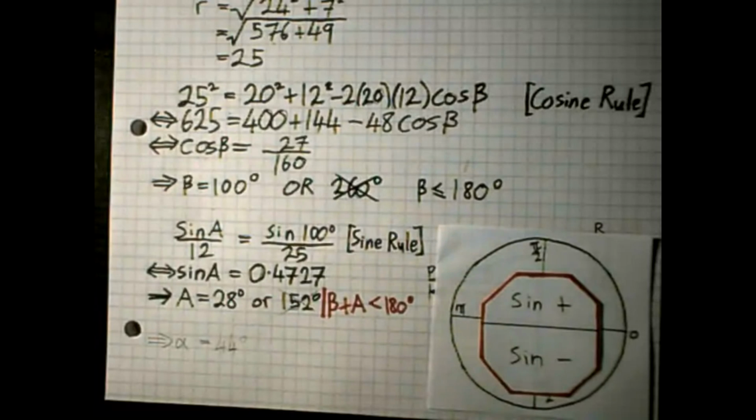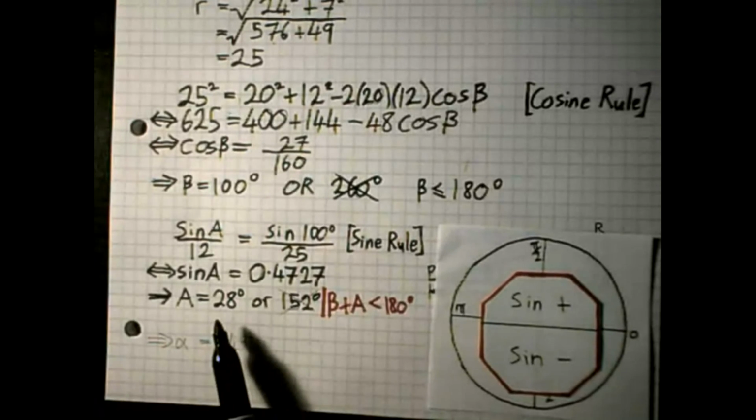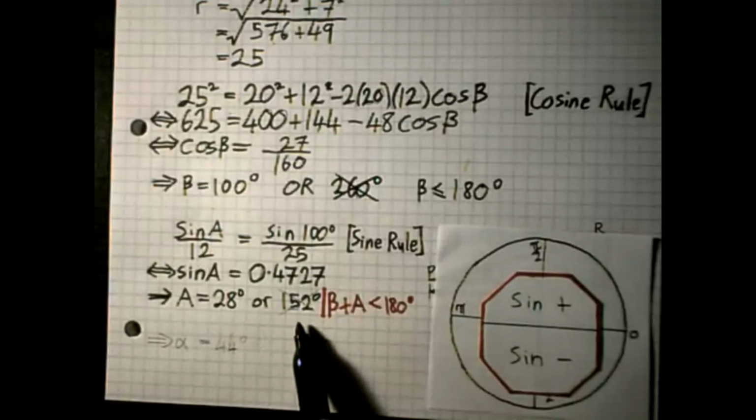We're told at the start of the question that alpha is in between 0 and 180, so the same must apply for A, but we can't use that at the moment. It doesn't really tell us which one of these is the right answer.